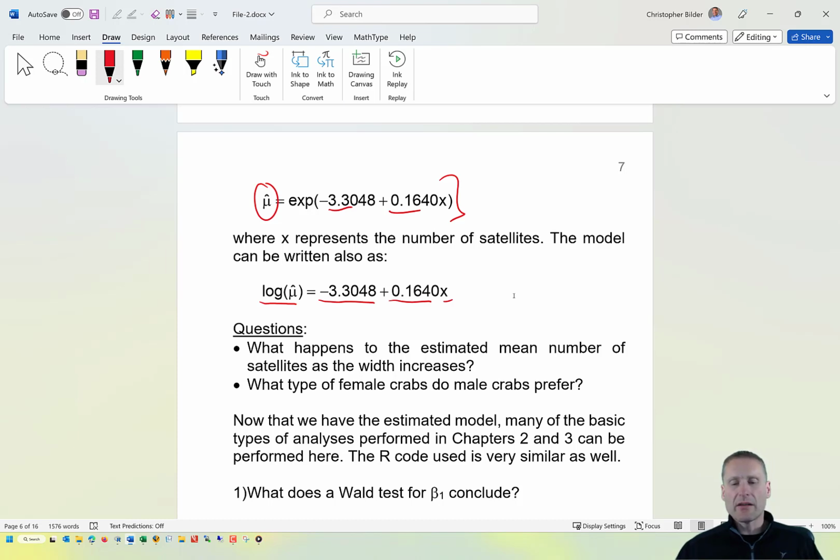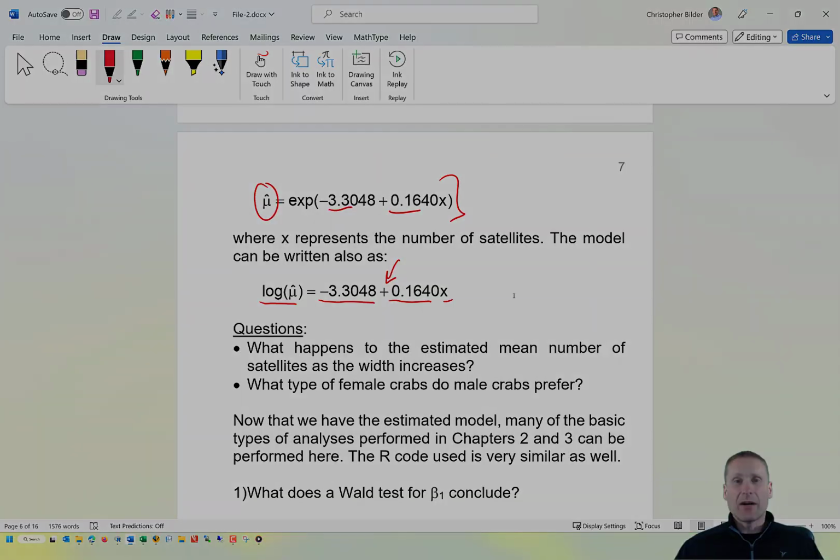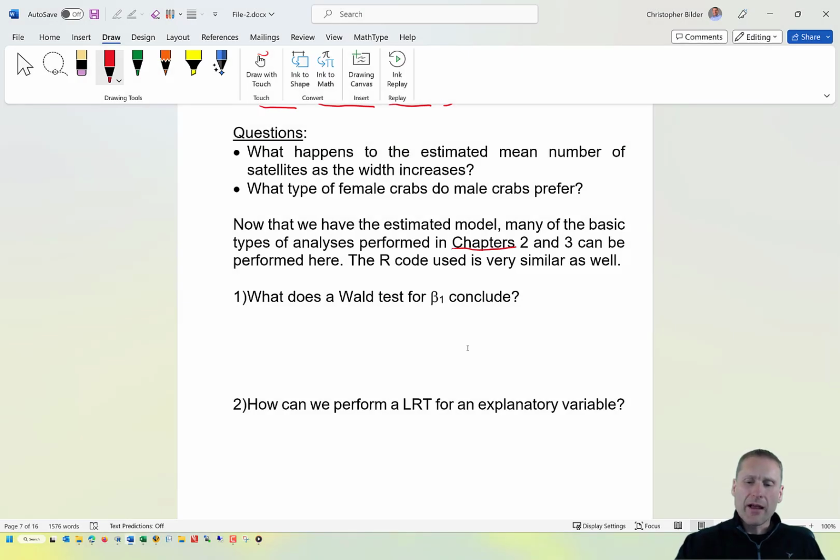Okay, so now that we've estimated this model, let's talk about some questions about it. What happens to the estimated mean number of satellites as the width increases? Notice how I have a positive value there. So that means as the width increases, the number of satellites increases as well, the mean number of satellites. Well, what type of female crabs do male crabs prefer then? It seems that they prefer the wider backside of females because of what we see in this model. So we can now apply what we've learned in chapters 2 and 3 to this new model to do inferences, to find predictions and stuff like this.